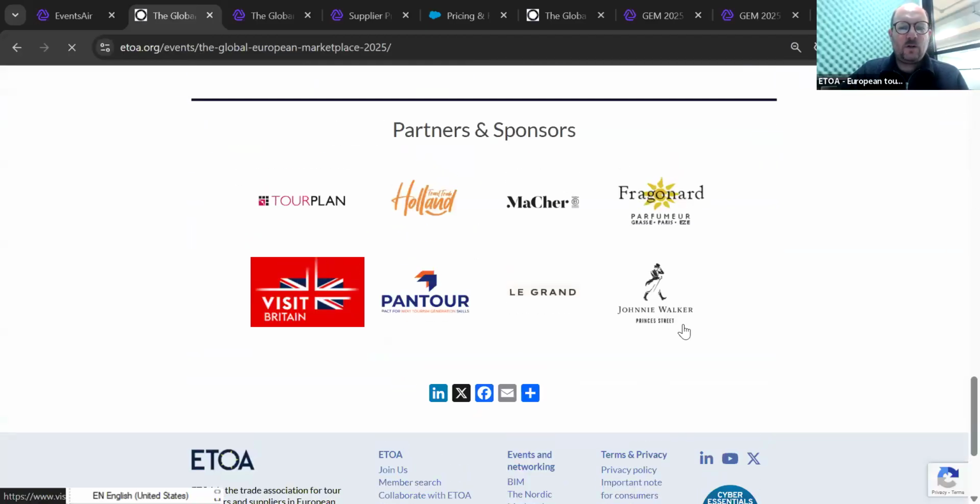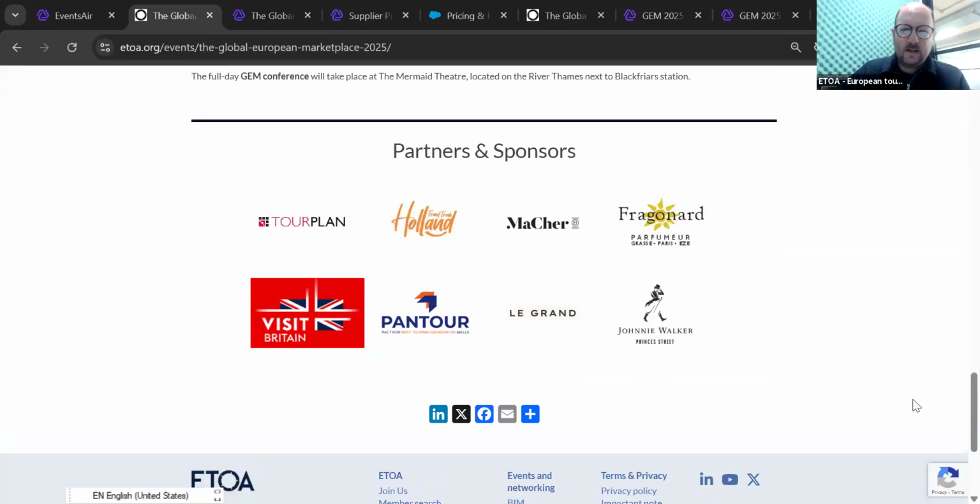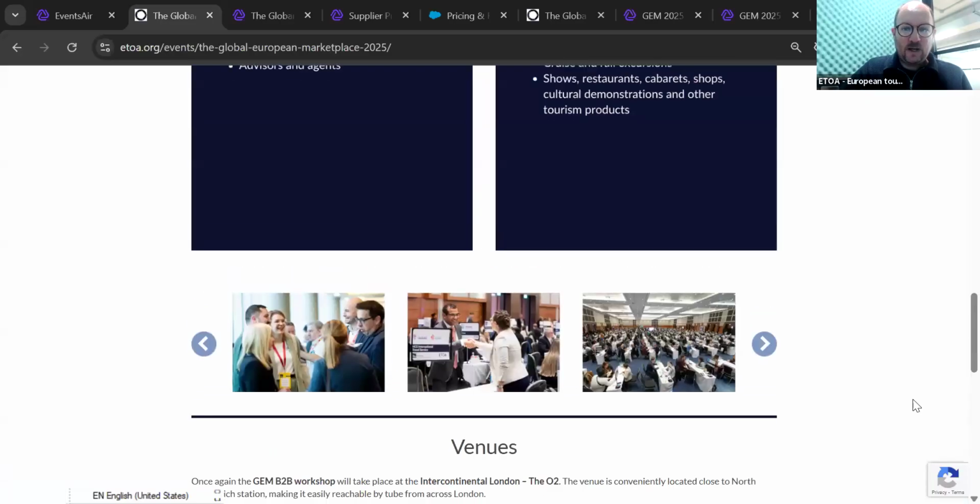So just as I mentioned, if you would like to sponsor, you'll be in good company. At the moment, we've got confirmed support from Tourplan, Travel Trade Holland, Macher, Fragonard. So I think we have a brand new bag designed this year for those who've been coming to GEM for many years. Johnnie Walker from Princes Street will be sponsoring the drinks reception, Le Grand, and then Visit Britain, obviously, with the hosted buyer program, and Pantor is our EU-level partner project with regards to the agenda for the Monday conference. So that will be in 2 parts.